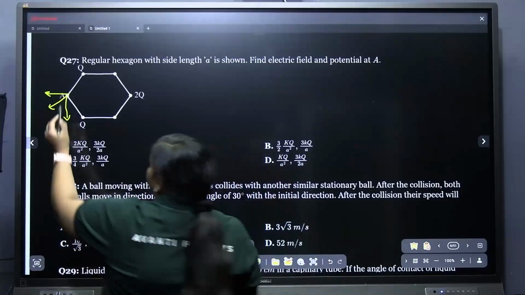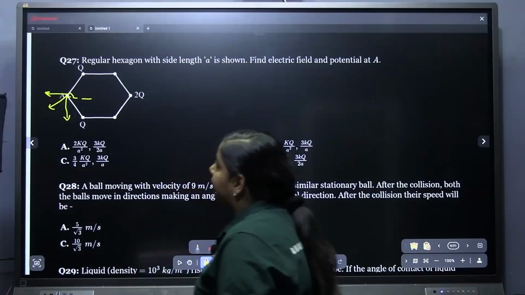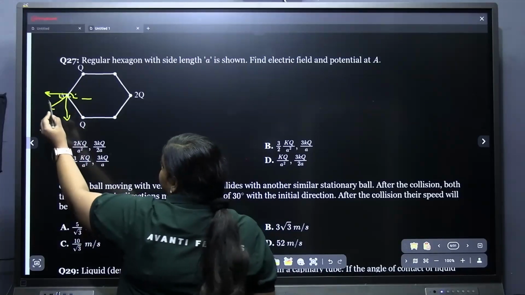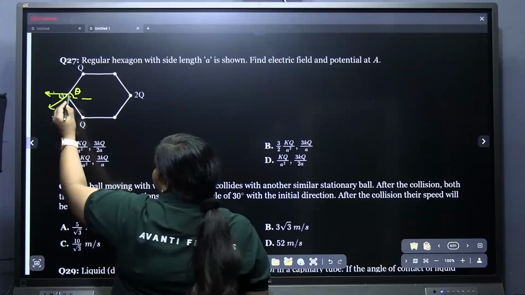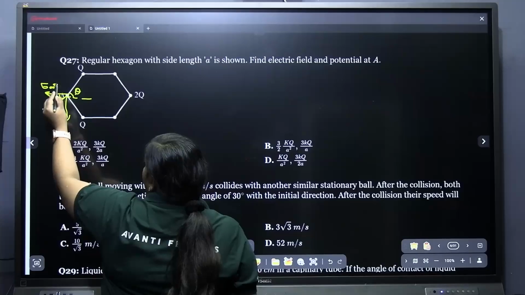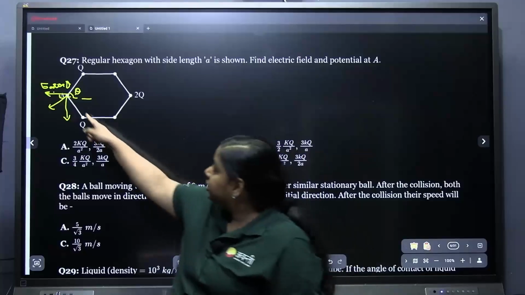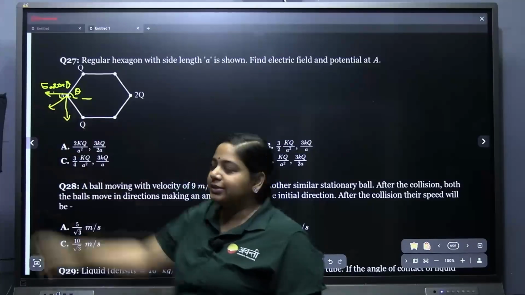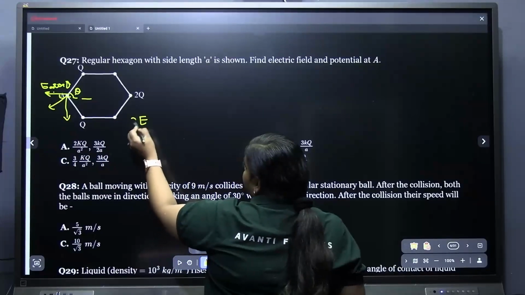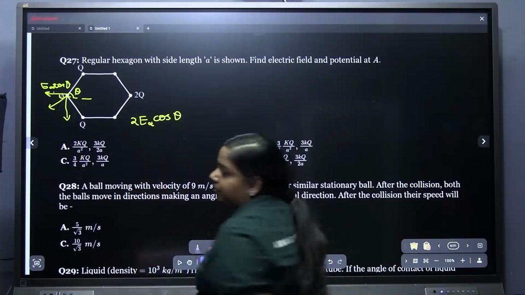So if you know this angle, you can find which angle? This angle. This will be same as this. And let's say if this is theta, this is equal to E due to Q cos theta. Similarly, due to this Q also, electric field will be in the same direction. So due to these two, we can say 2 EQ cos theta will be there.